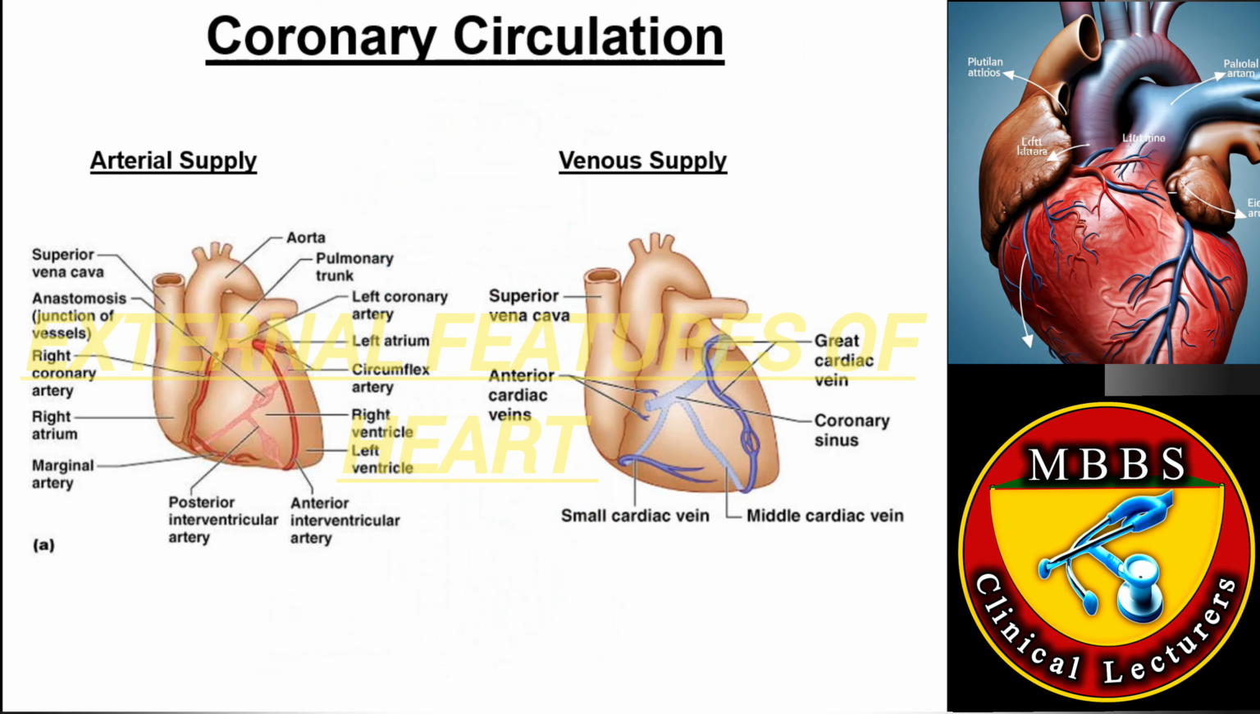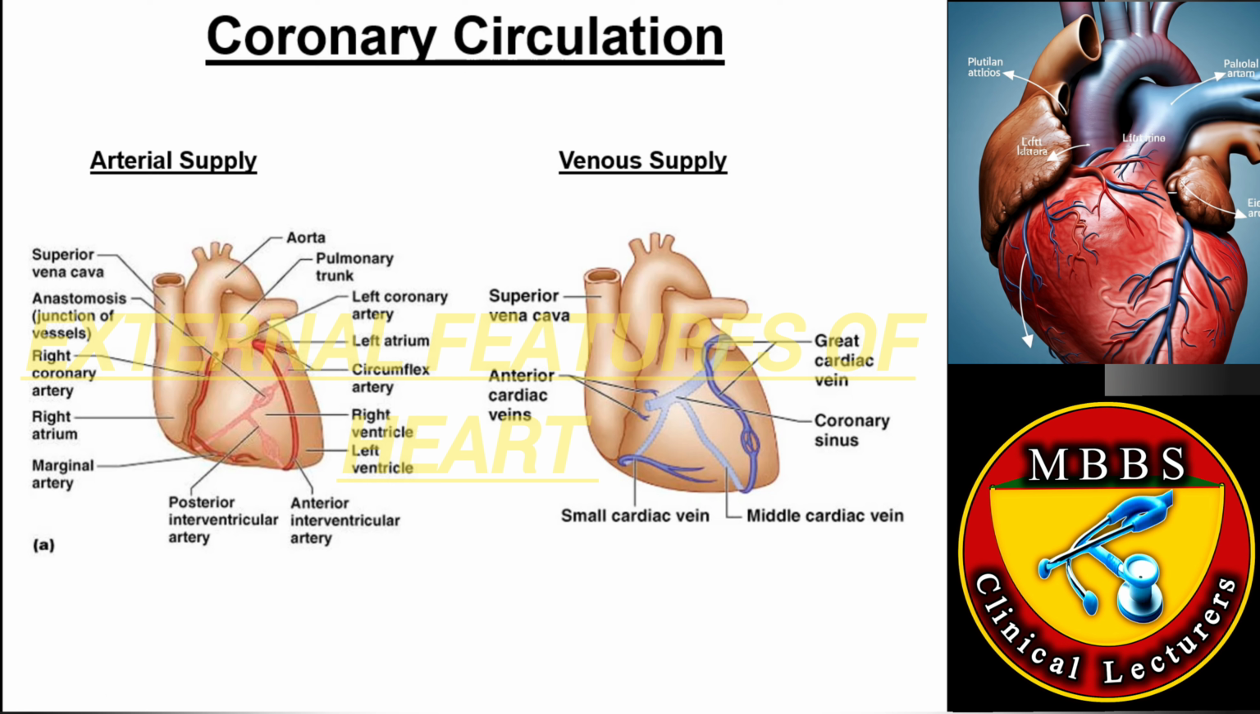The coronary circulation is the functional blood supply to the heart muscle itself. The collateral routes ensure blood delivery to the heart even if major vessels are occluded. So these are the arteries supplying the heart: the right coronary artery, the left coronary artery, the circumflex artery. This is the anastomosis junction of the vessels. You can see the posterior interventricular artery. This is the anterior interventricular artery.